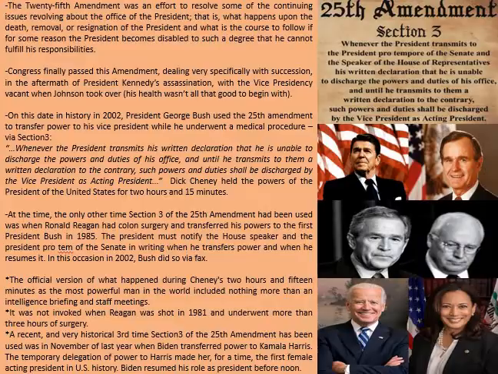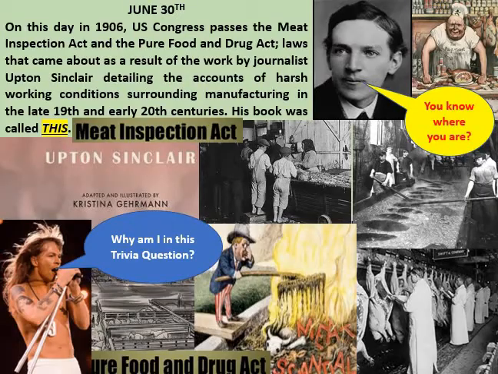Pretty cool stuff. All right, folks, moving our week right along with a brand new trivia question. Last day of June. Let's get ready for July. Let's get through this day first, though, for June 30th. On this day in 1906, U.S. Congress passes the Meat Inspection Act and the Pure Food and Drug Act, laws that came about as a result of the work by journalist Upton Sinclair, detailing the accounts of harsh working conditions surrounding manufacturing in the late 19th and early 20th centuries. His book was called this.